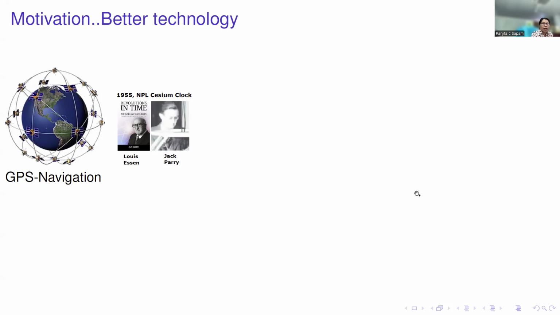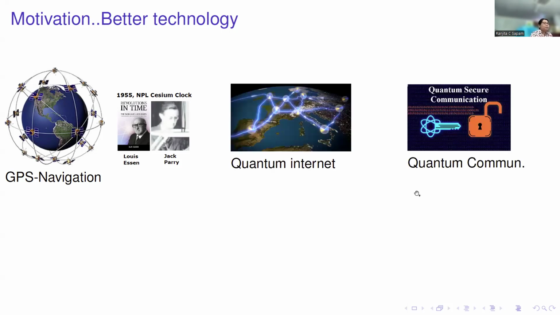Whatever calculations we are doing are based on the clock carried in the satellite. Even our internet and our mobile phone, all this timing synchronization, is done using this kind of technology. Next thing is, we are in the process of exploring other quantum technologies, for example, quantum internet.